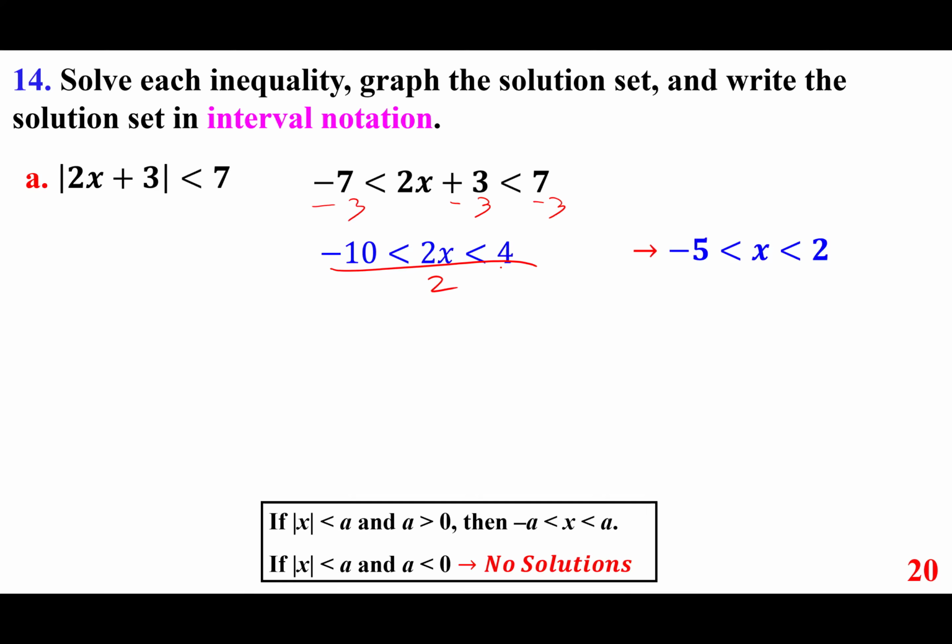What is the interval notation? Parentheses, negative 5 to 2. And I can't emphasize this enough. When it's open, when the endpoints are not included, everybody, you use parentheses. If we had equality, we would go with brackets. So that's pretty straightforward.